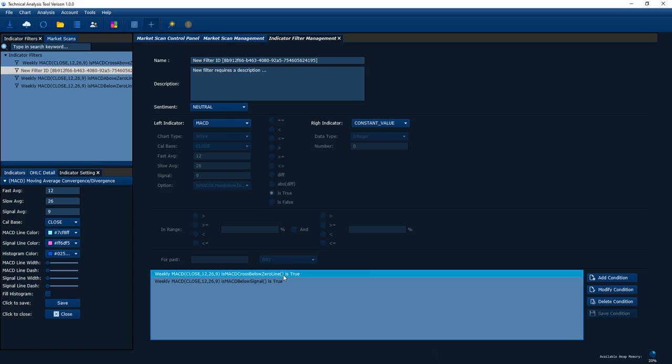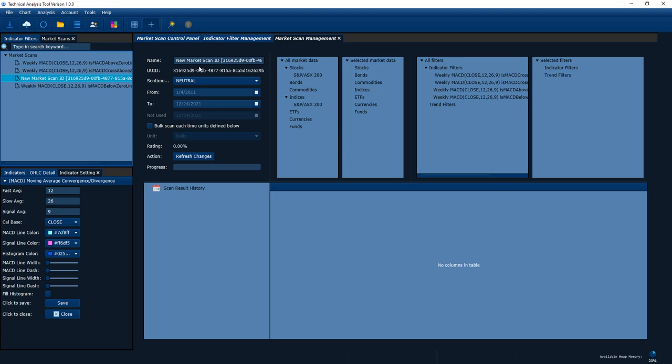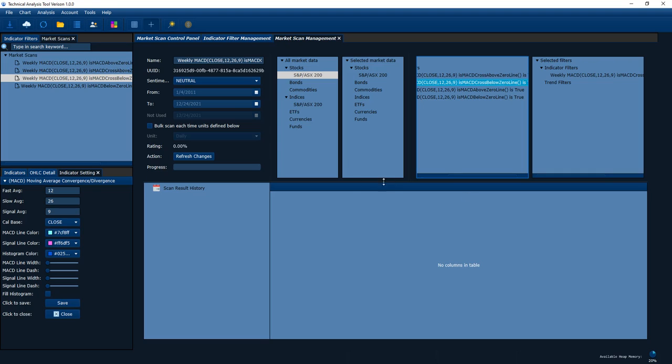Okay, for convenience, we just copy the first condition's name here, make it easy. Okay, so let's create one more market scan here by using this newly created name. Select the market we're going to scan, and we pick up the condition. So we're looking for MACD cross below zero. MACD cross below zero. Okay. Inside here, we have another, MACD below signal line.